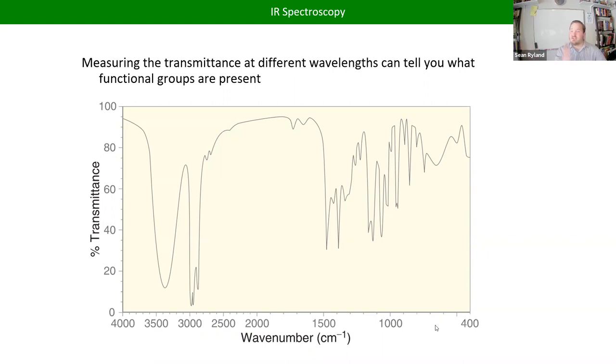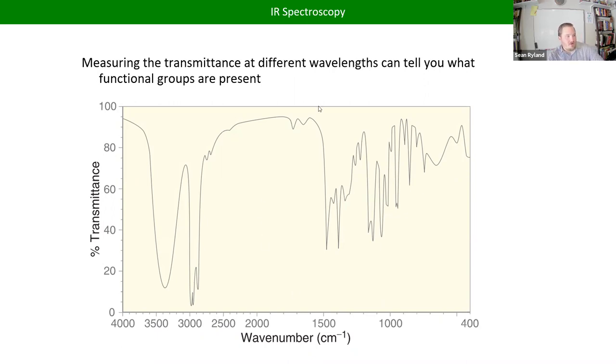And it just scans through the entire range to see, and it looks at, okay, at this particular wavelength, at this particular frequency, it absorbs a lot of the light. And so the percent transmittance is really low because almost all of the light is being absorbed. And the fact that it absorbs really strongly at this particular frequency tells us what types of bonds might be in the compound.